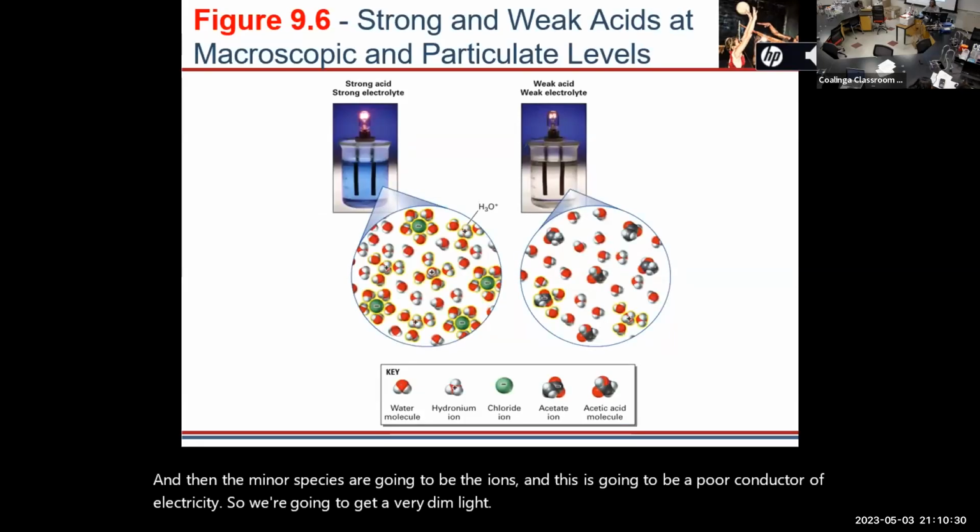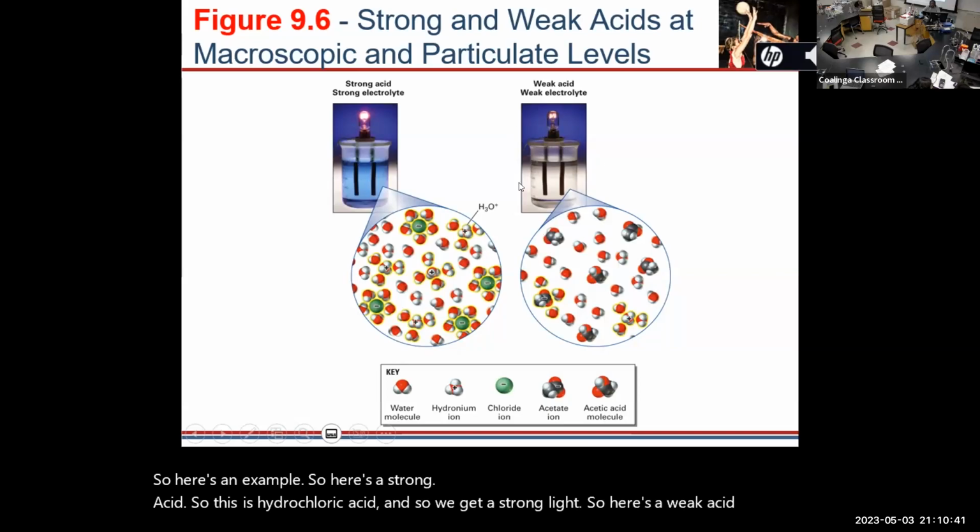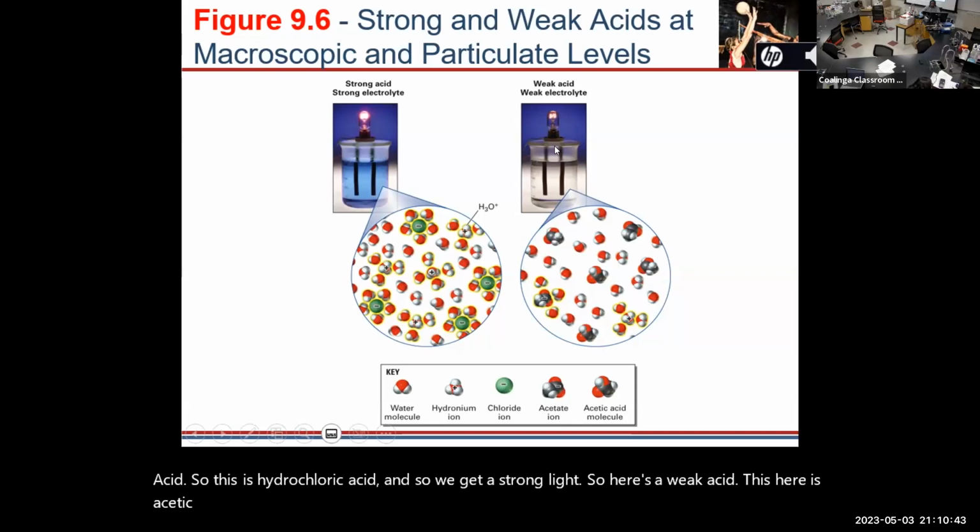So here's an example. Here's a strong acid. This is hydrochloric acid, and we get a strong light. Here's a weak acid. This is acetic acid, a carbon-based acid. We get a dim light.